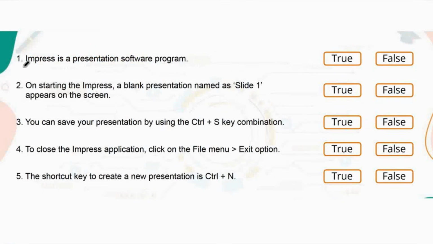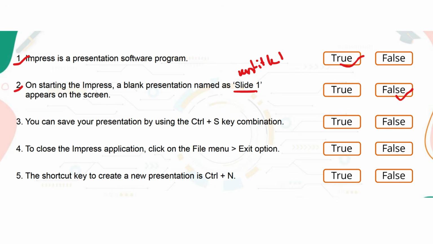Now, true and false. First, Impress is a presentation software program. Yes, true. Second, on starting Impress, a blank presentation named slide 1 appears on the screen. On starting Impress, a blank presentation appears as Untitled 1, not slide 1. So this statement is false. Correct answer is Untitled 1.